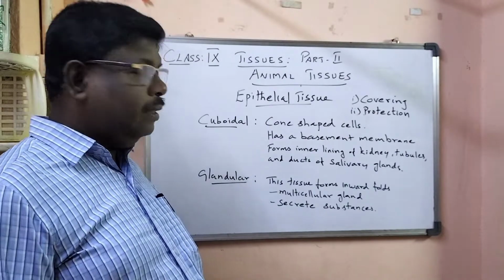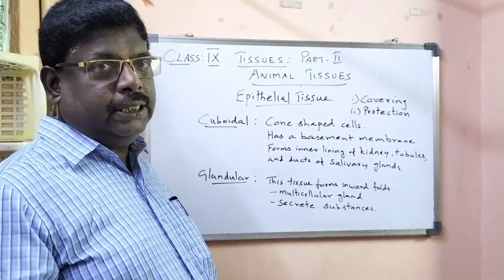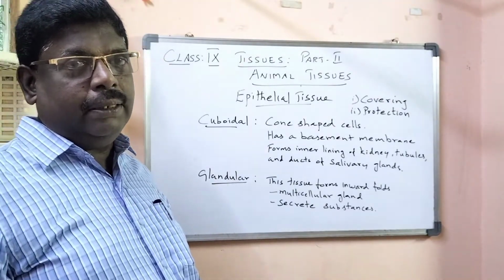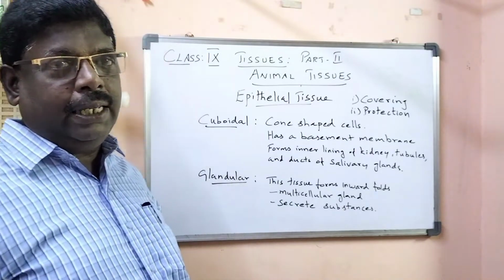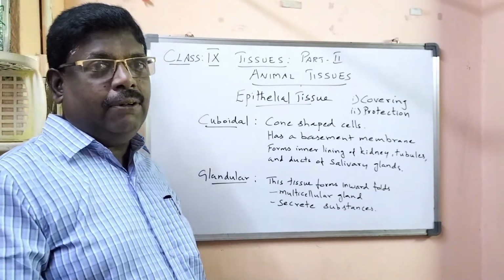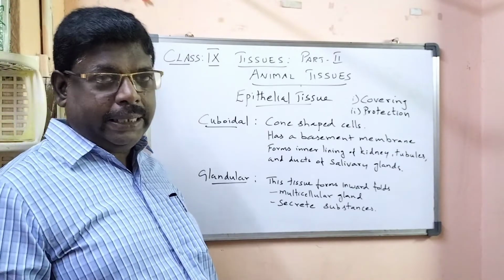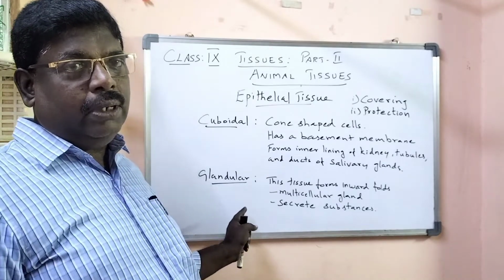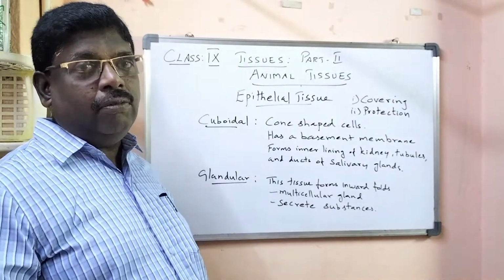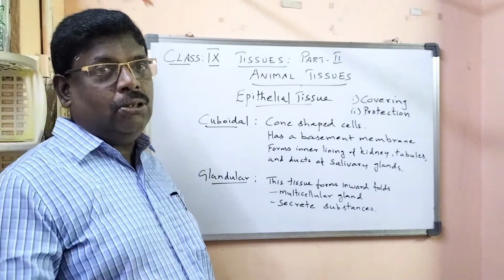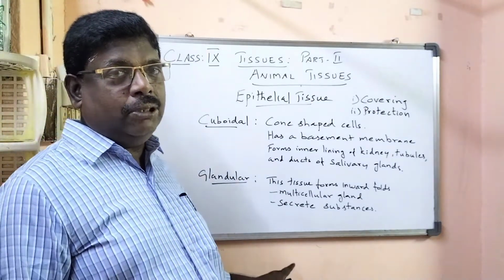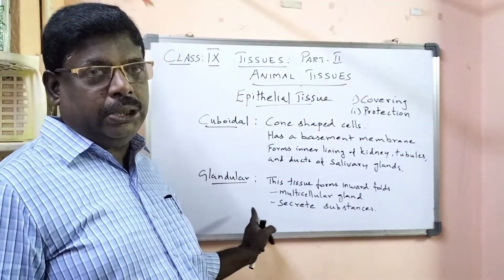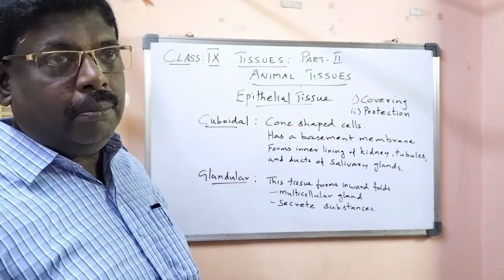Glandular tissue. They have a lot of inward foldings and become a multicellular gland. A gland means it has to secrete something. Like the salivary gland secretes saliva. Likewise, the sweat glands in our skin secrete sweat. Secrete means to release some substance. So they are called glandular tissue. Next, we'll see about muscular tissue.